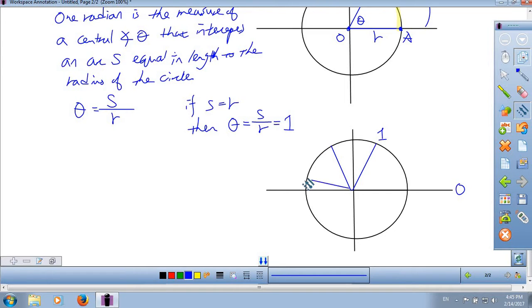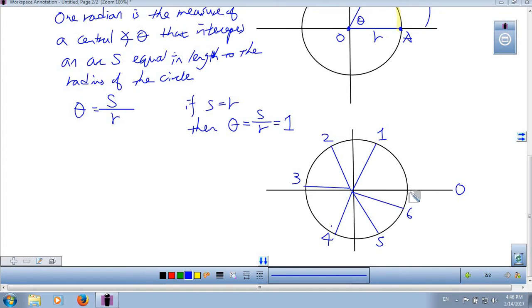That would be approximately 2 radian. This would be approximately 3 radian, 4 radian, 5 radian, and 6 radian. So I'm giving you an approximate conceptual understanding to see where the radians fall. 1 radian falls here, 2 and 3 radian approximately fall there, and 4, 5, and 6 radian approximately fall there. As you can see, a full revolution doesn't coincide with any integer number of radians.